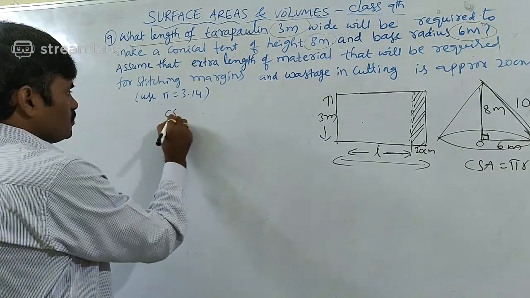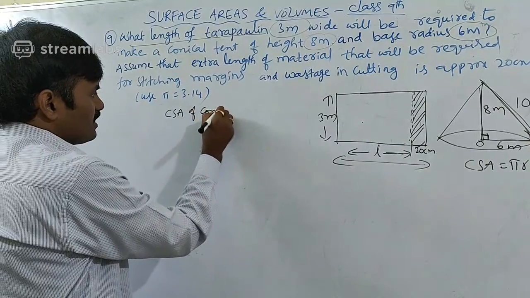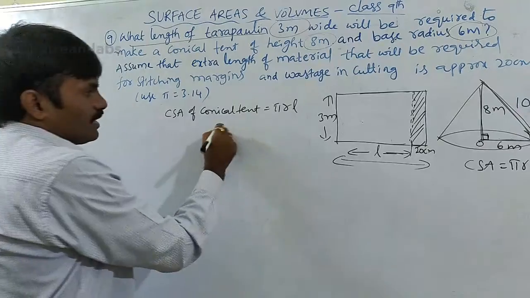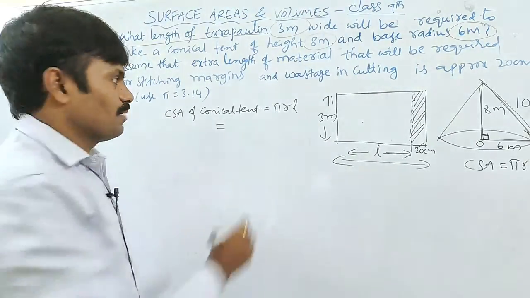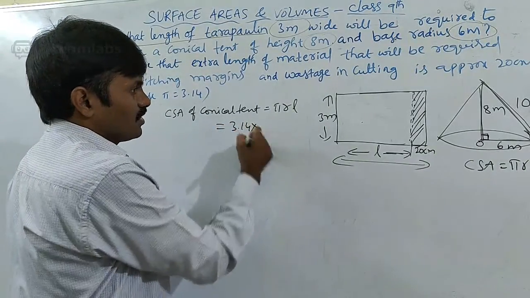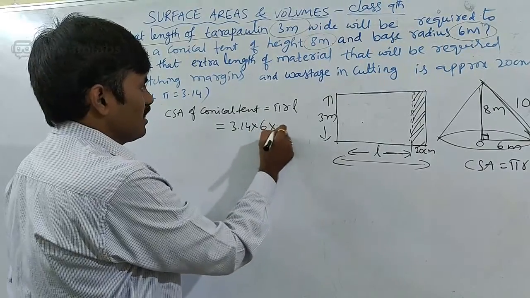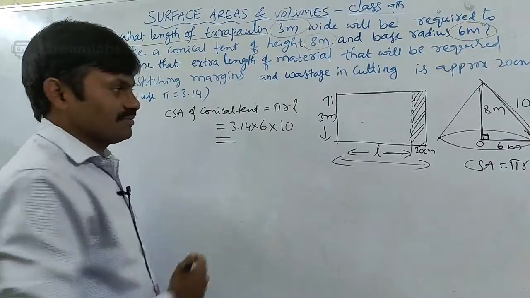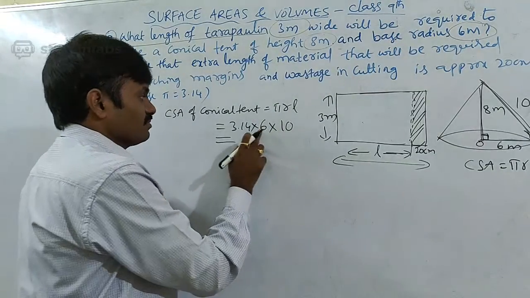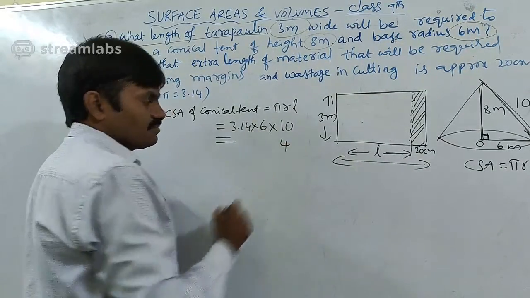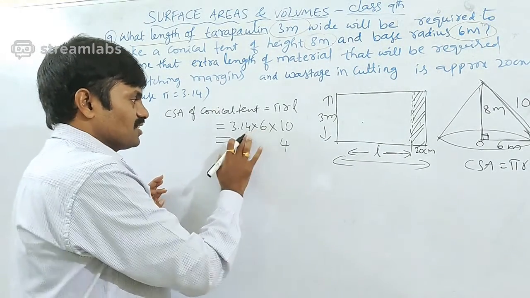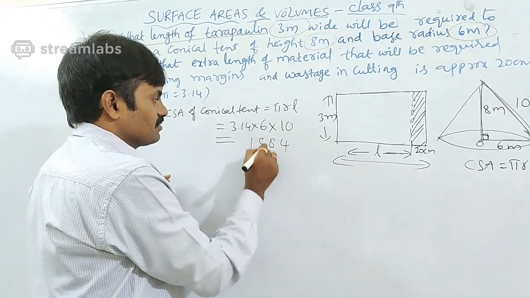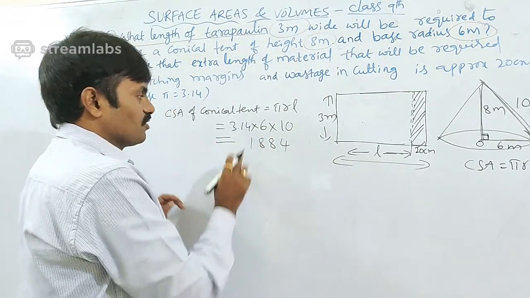Now, the curved surface area of a conical tent is pi RL. Okay. And here the pi value is 3.14, into R value, how much? 6 meters, and L value is 10 meters. If we multiply, we get some answer. So what is that answer? 6 fours are 24. 6 ones are 6 plus 2 is 8. 6 threes are 18. So 1884.